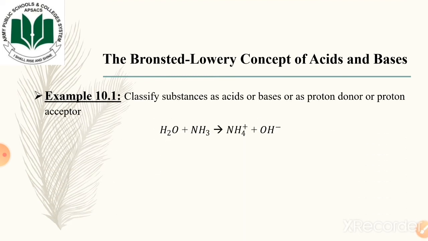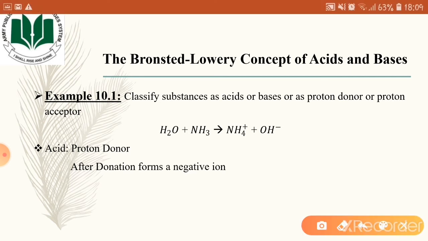Let's see another example. In this example, a water molecule is reacting with ammonia to form ammonium ion and hydroxide ion. We need to identify water and ammonia as acid or base. The acid, as we read before, is a proton donor, and after donation it forms a negative ion. Here the water molecule is donating a proton to form hydroxide ion. It is negatively charged. So water is acting as an acid here.